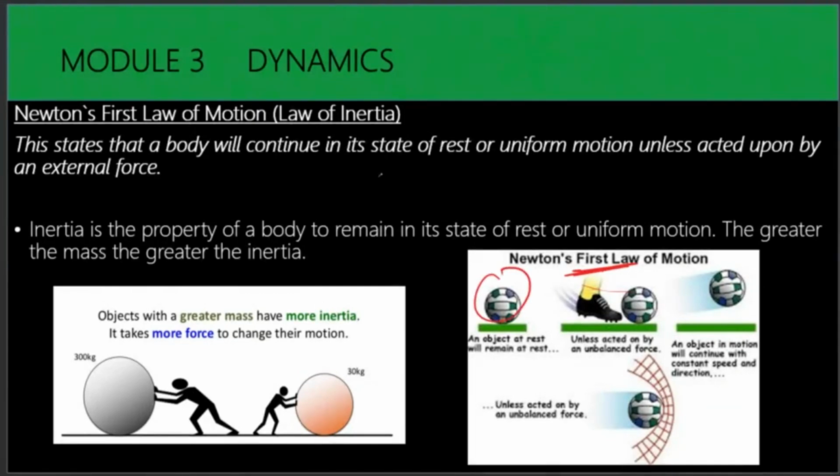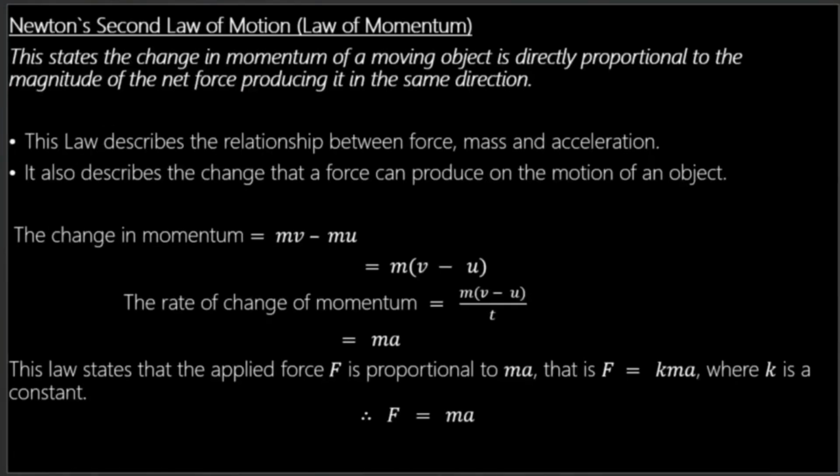So you can see an object at rest. This is the force that is acting on this object to make it exhibit a motion. The second law of motion is also referred to as the law of momentum. This states that the change in momentum of a moving object is directly proportional to the magnitude of the force that is producing the movement, in the same direction.